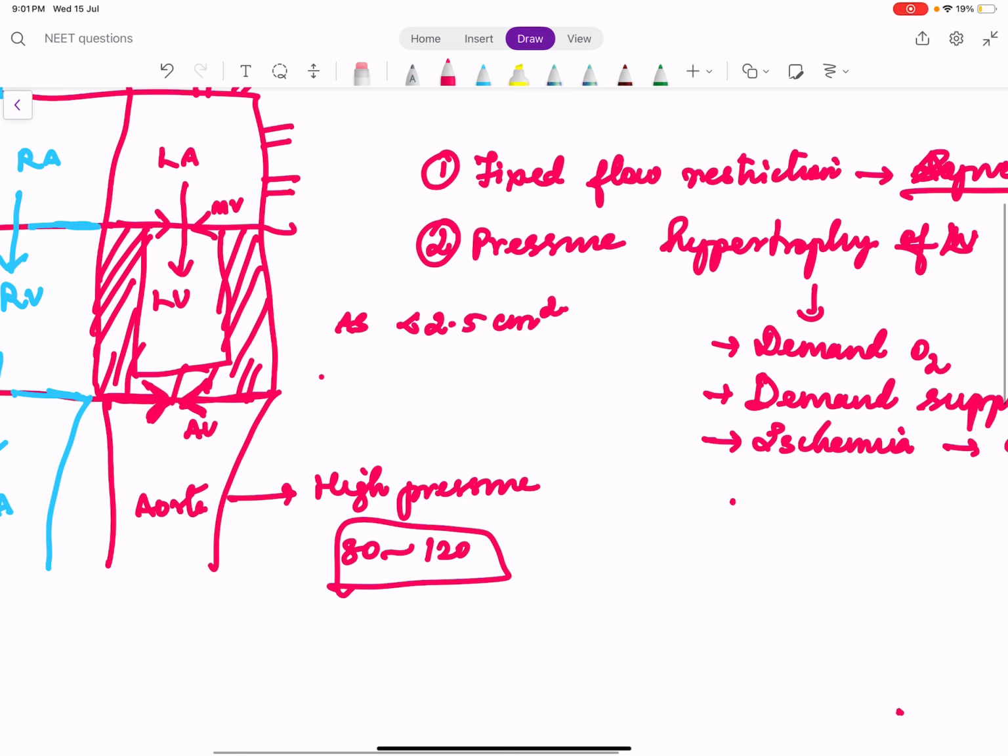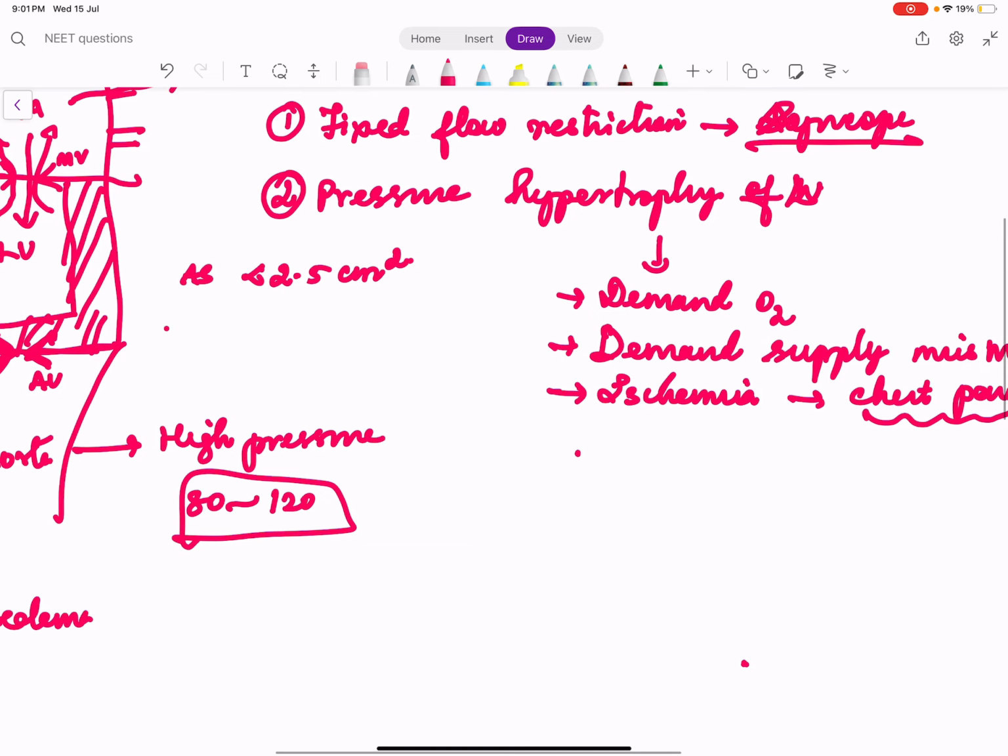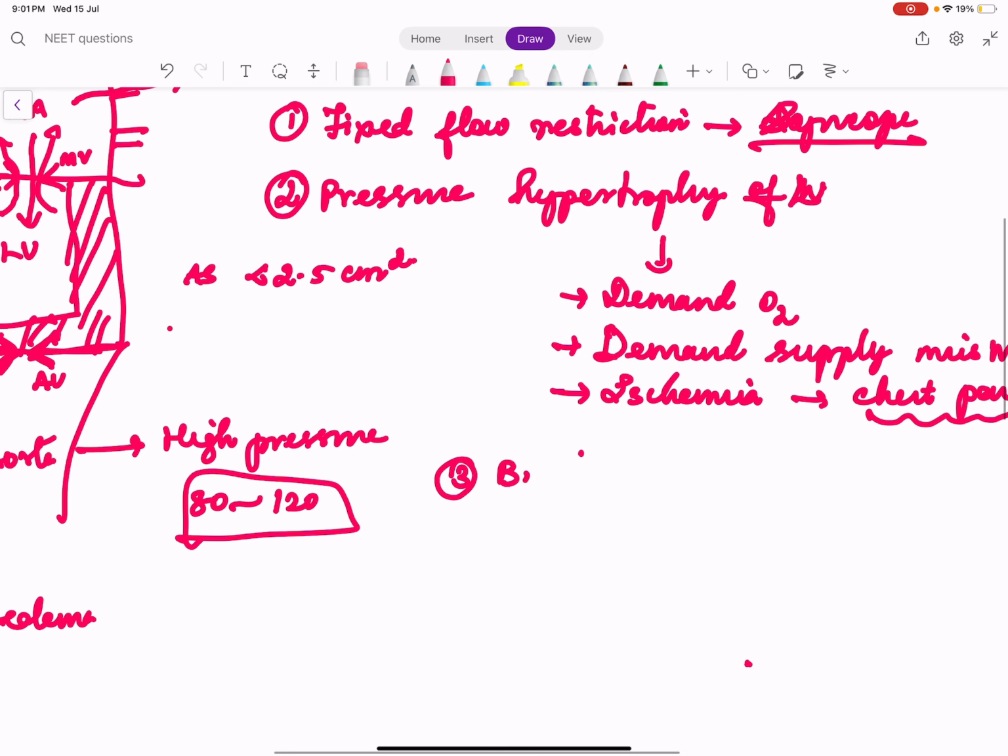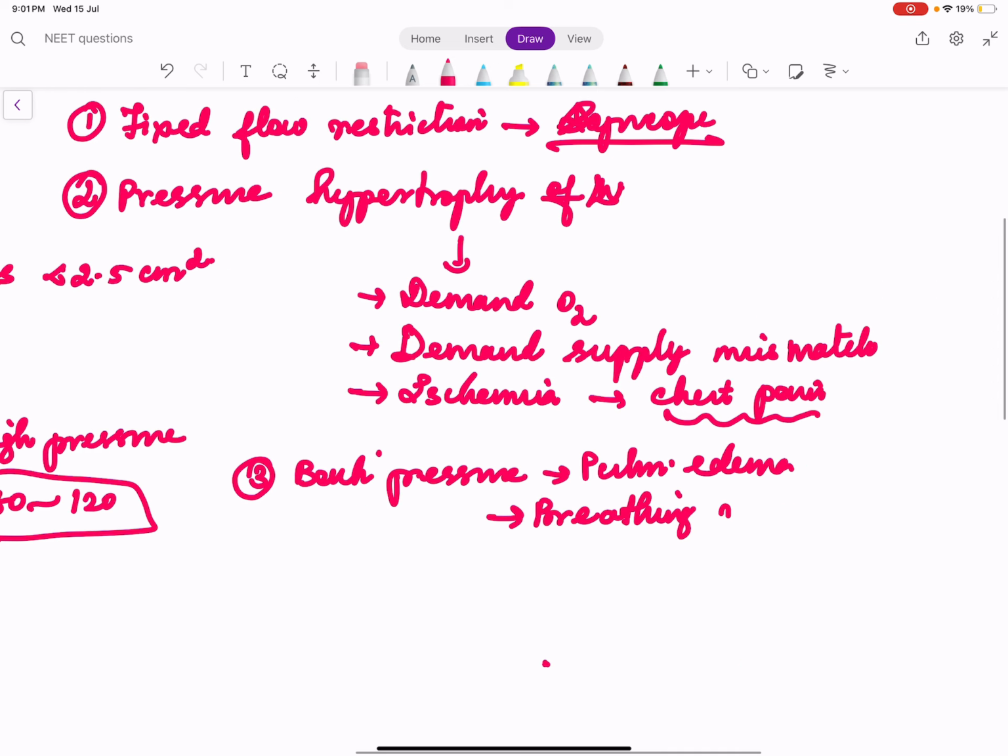Even though the LV tries to hypertrophy, it cannot push all the blood into the aorta through the stenosed aortic valve. So some amount of blood will go back into the left atrium by back pressure. The back pressure gets transmitted to the pulmonary veins and the pulmonary capillaries, and the capillaries leak, leading to pulmonary edema. So the back pressure leads to increased pulmonary capillary wedge pressure or pulmonary edema. That's the reason for breathing difficulty. So this is the pathophysiology of aortic stenosis.